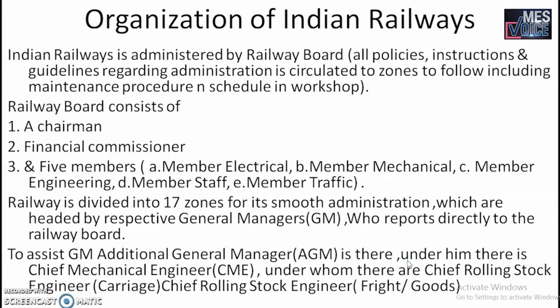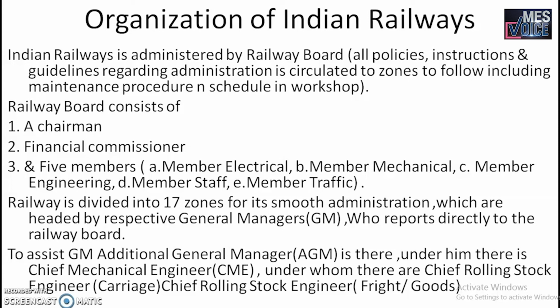And moving to the last part of our module, that is the organization of Indian Railways. Our Indian Railway is administered by the Ministry of Railways, and the Railway Board consists of a chairman, a financial commissioner, and five members: an electrical member, mechanical, engineering, staff and traffic. Our railway is divided into 17 zones. As you know, we belong to the South Zone. The main head office of the South Zone is in Trivandrum, and it is headed by a general manager who reports directly to the Railway Board.